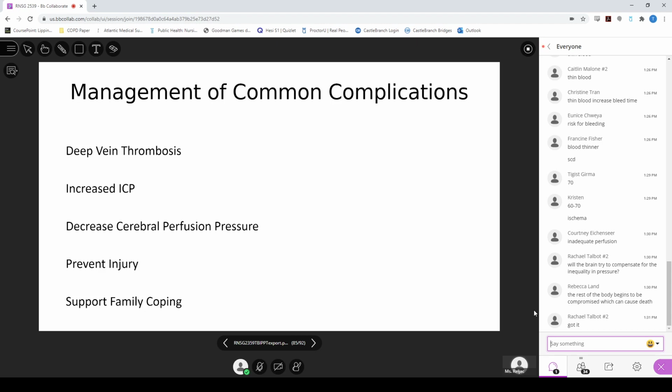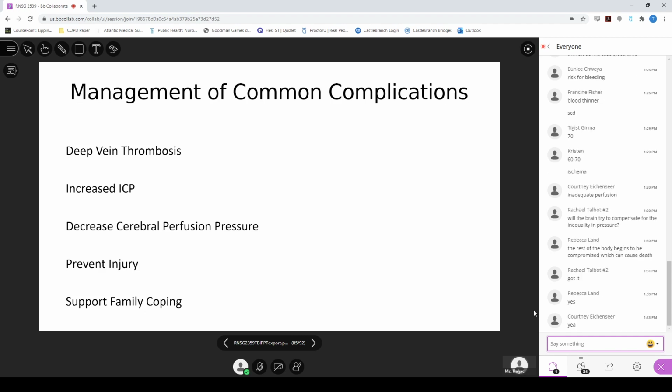I'll say it again and think about what I just said. Elevating the head of the bed, increasing the IV fluids, and draining the CSF if needed. These all decrease cerebral edema. And they do that by getting venous blood flow out of the brain. Make sense? Okay.